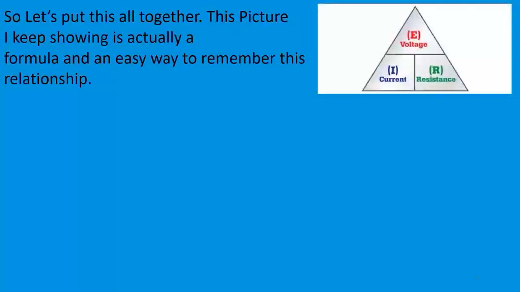So let's pull this all together. This picture I keep showing you is actually a formula and an easy way to remember this relationship. So imagine that voltage is on top of a division line, and underneath it are I for current and R for resistance. Imagine in between the I and the R is implied multiplication. So if you multiply I times R, you're going to get the voltage. If you divide I up into E, you're going to get the resistance. If you divide R up into E, you're going to get the current. So no matter what, if you know two of the three, you can always find the third one.